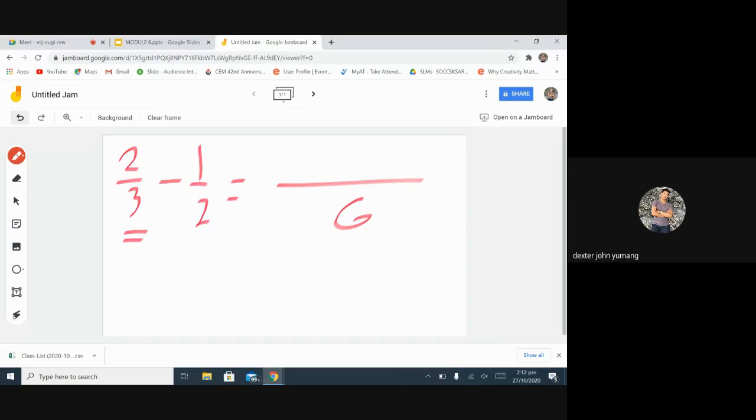6 divided by 3 is 2. Times 2, that is 4. 6 divided by 2, that is 3. Times 1 is 3. So, 4 minus 3, that is 1 over 6. So, yung kanina po, ulitin ko po, ha?